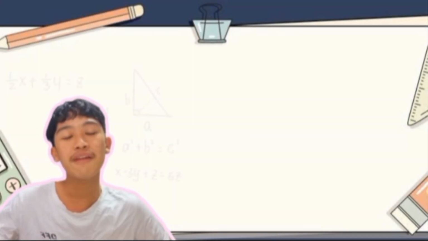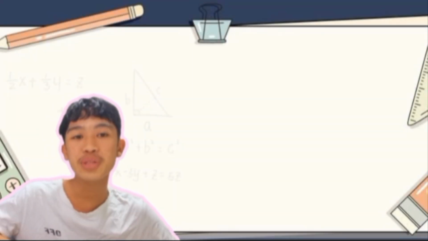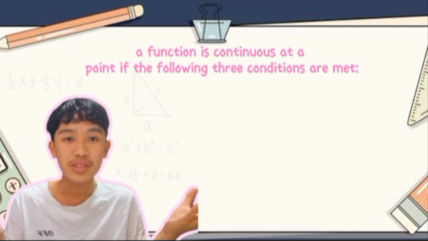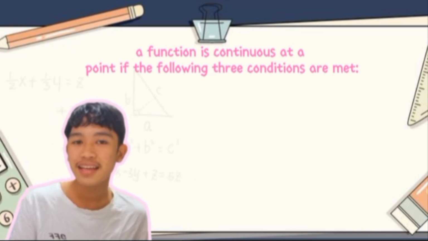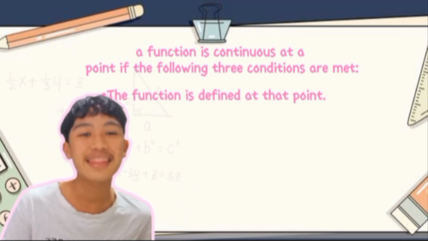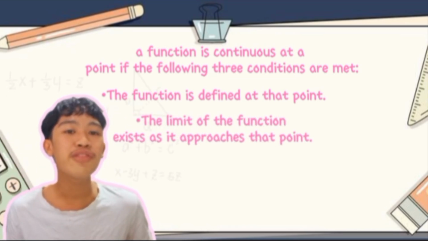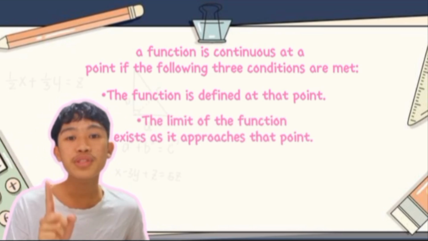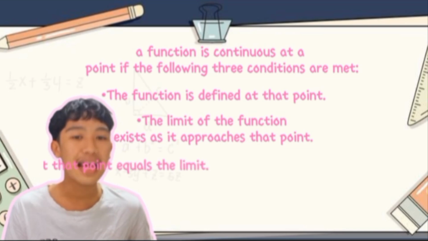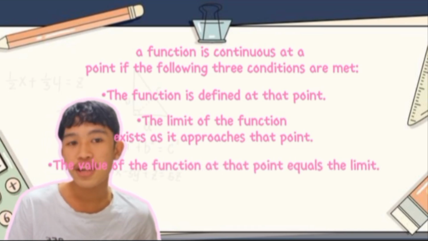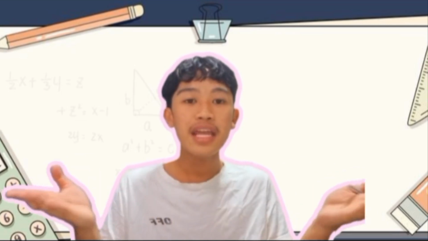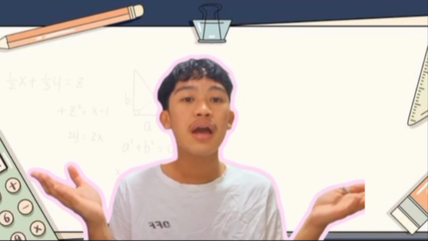A function is continuous at a point if the following three conditions are met. And what are those? The first is that the function is defined at that point. The second, the limit of the function exists as it approaches that point. And lastly, the value of the function at that point equals the limit. If any of these conditions is violated, the function is discontinuous at that point.